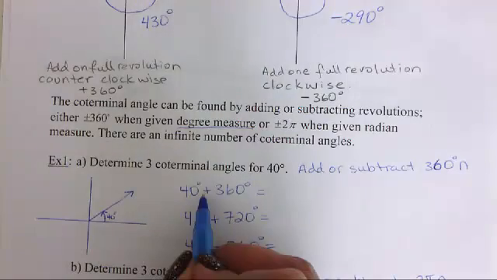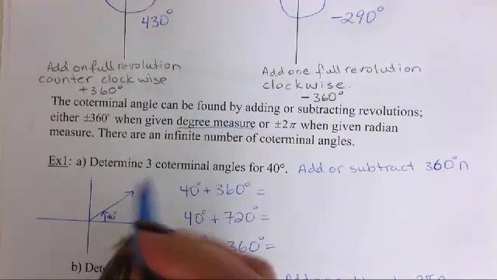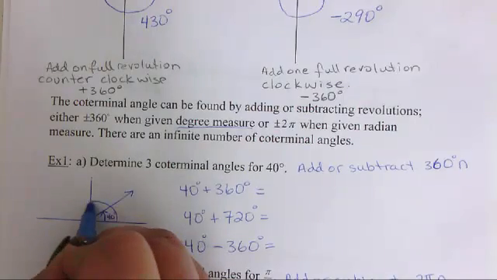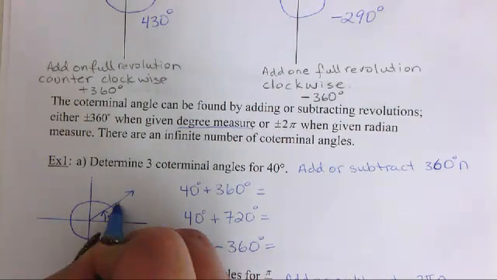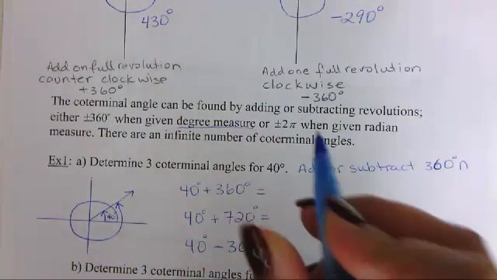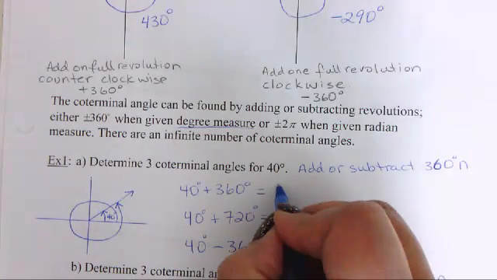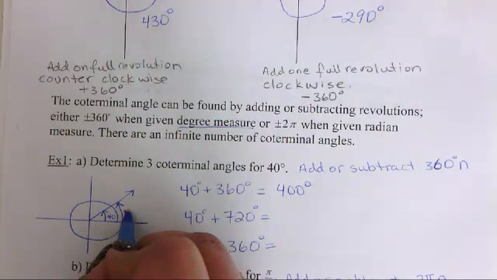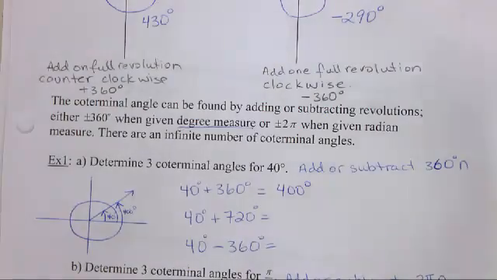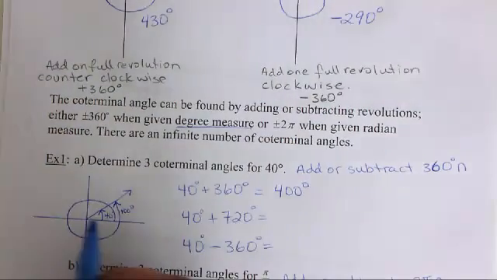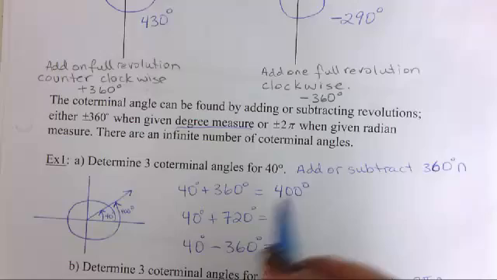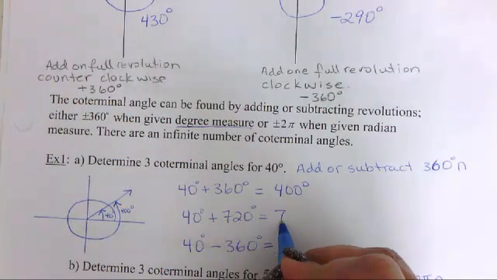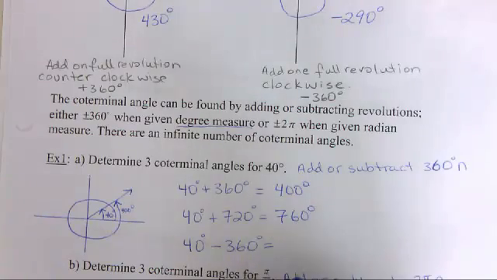All right, now if I want to go plus 360, I need to find something that's coterminal to this one. So I go one full revolution, and then I go 40 more. So this ends up being 400 degrees. So this line right here, that's my 400 degrees. If I were to go around another full 360, then that's when I would add 720 to it. And here I would get 760 degrees.